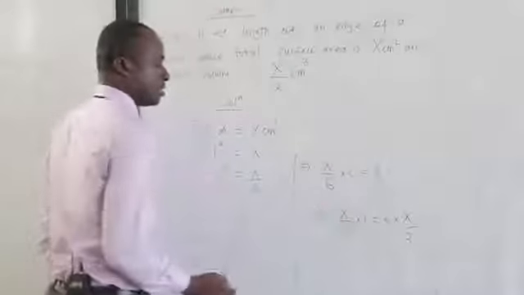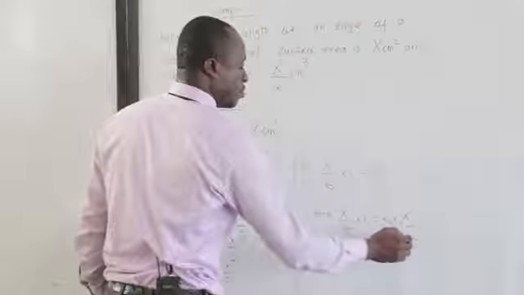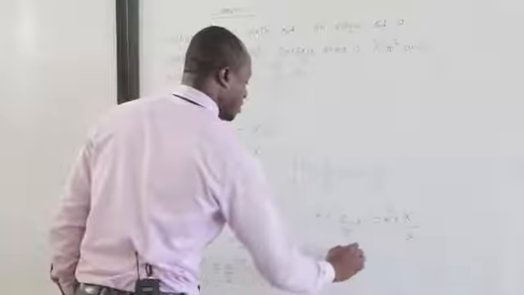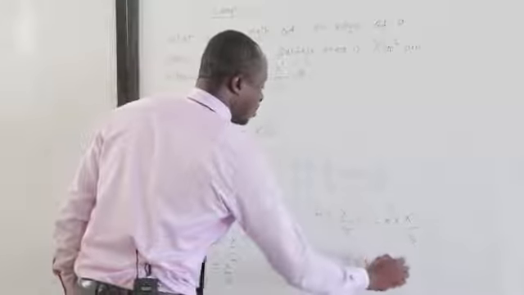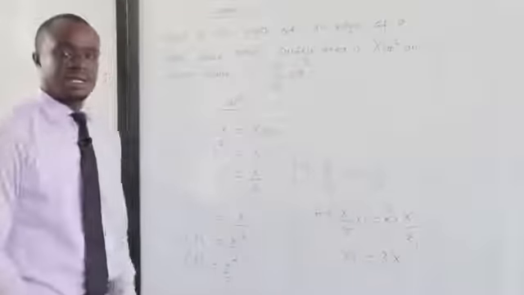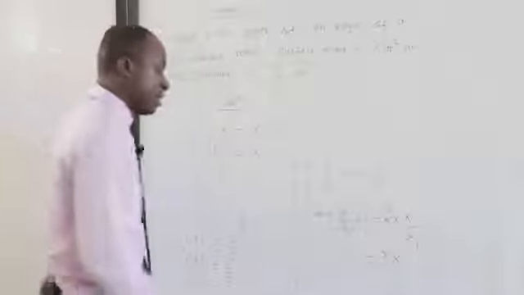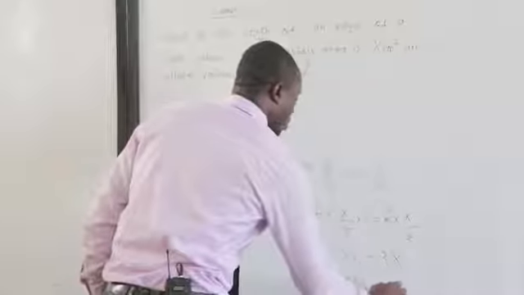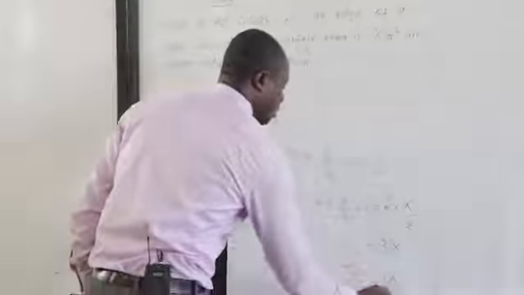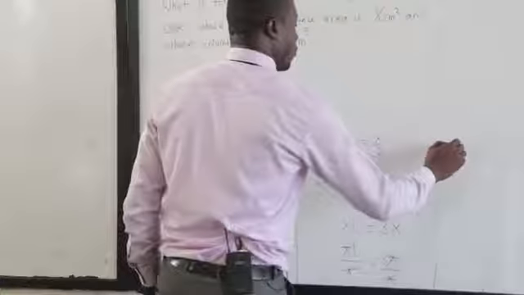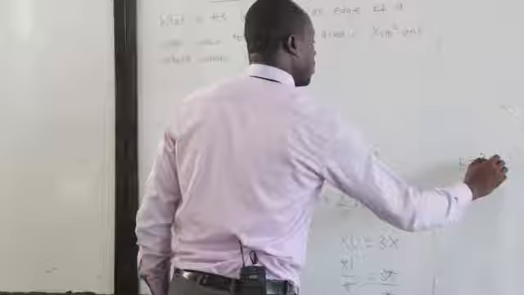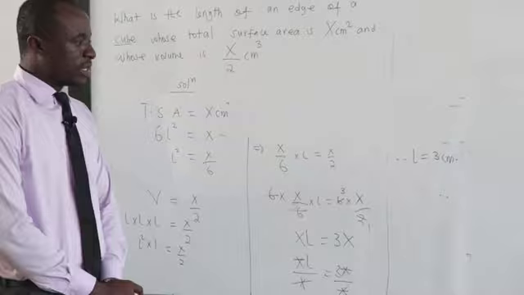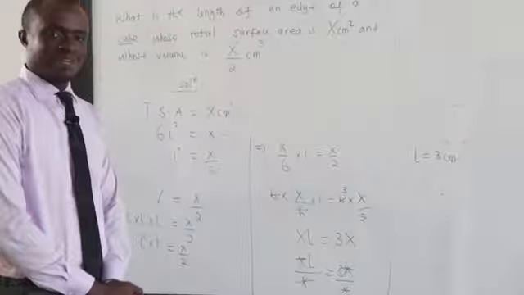Now this 6 will cancel that 6. Now 2 goes here, 1, 2 goes here, that is 3. So what do you have? You have xL equals 3x. We want to find L, so we divide both sides by x. So xL over x equals 3x all over x. This is cancelling out that, this is cancelling out that. Therefore, our length is 3 centimeters. The question says that we should find the length of the cube. So the length of the cube is 3 centimeters.